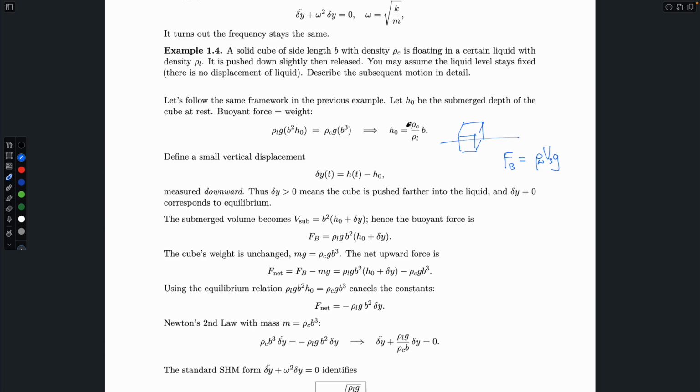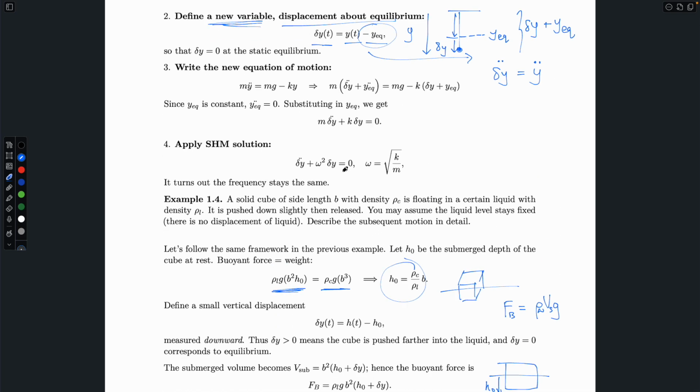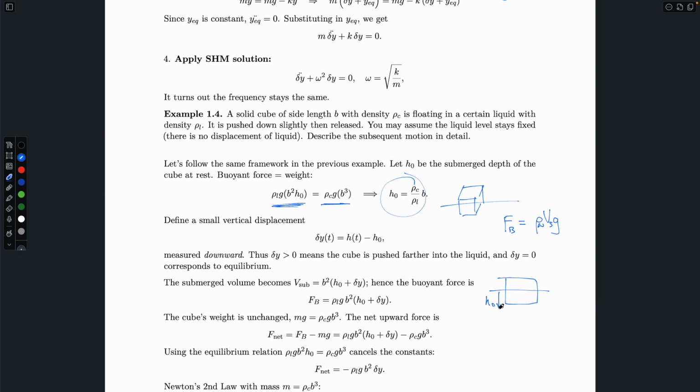We first determine the equilibrium depth, which is simply a force balance. Let's say the cube is submerged like this. If we define a distance like this and call it h naught, then by simple force balance, we balance the buoyancy force with gravity, and we determine the equilibrium depth. Step 2 is we define a new variable, the displacement from equilibrium. So let's say I go an extra delta y over here. So that is what this thing is.